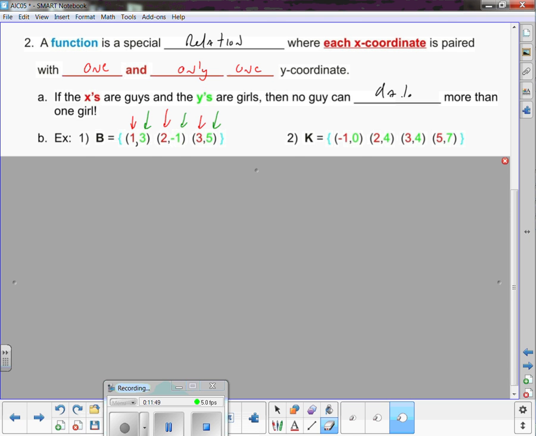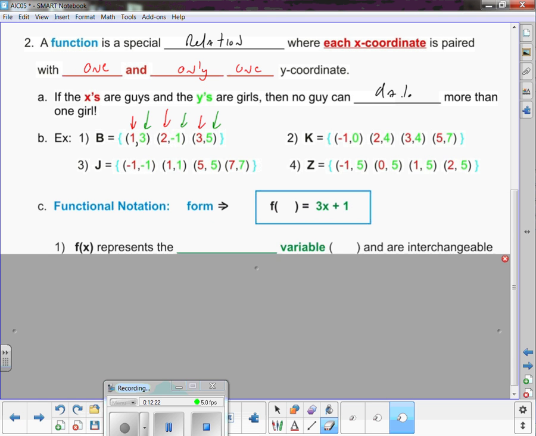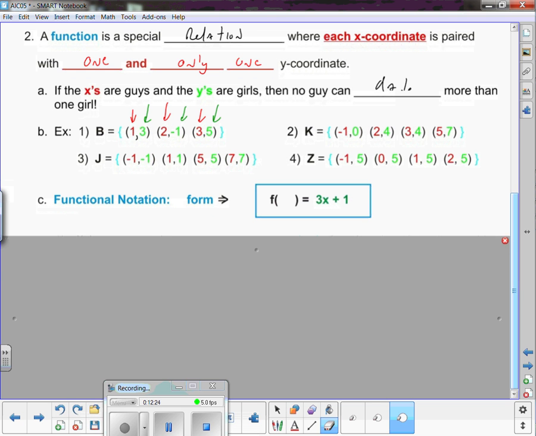All right, so it works. No, really, any input gives you a definite output. J, the same situation. Not a problem. Every guy has only one girl that they're dating. Look at number 4, set Z. Girl 5 is dating all 4 of those guys, but it's okay. It works. Because if I input a negative 1, I know to put 5 out. If I input a 0, 5 out. Input a 1, 5 out. Input a 2, 5 out. Thankfully it's not marriage, otherwise that would be trouble, but that is the case.